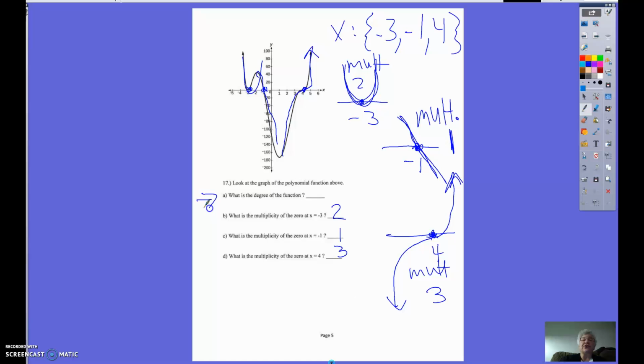We can now answer 17A in our question. The question asks, what's the degree of the equation? Well, if you have 2 solutions, both being -3, one solution being -1, and then 3 solutions all being 4, those all add up to 6. So our degree of the equation is going to be 6. Remember, degree and number of solutions is always the same.